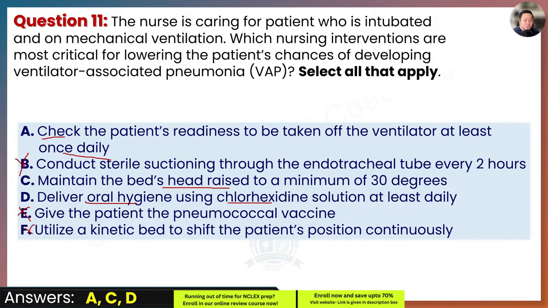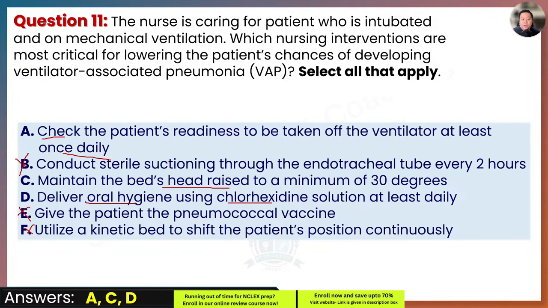utilize a kinetic bed to shift the patient's position continuously. We know that a kinetic bed can be beneficial for overall patient care by preventing pressure ulcers and improving comfort, but it does not have a direct impact on VAP prevention. And again, VAP is primarily linked to factors like aspiration and oral bacterial colonization, not to constant movement or positioning of the body. So this action does not fall within the scope of the core ventilator bundle or the strategies that are shown to significantly reduce the VAP risk.